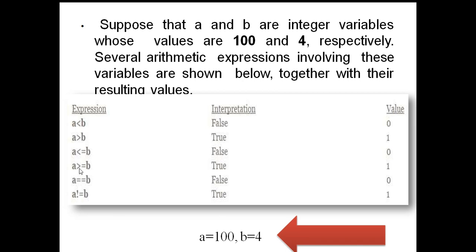100 is greater than or equal to 4 is true, and the value will be 1. 100 is equal to 4 is false and the value is 0, and 100 is not equal to 4 is true, so the value will become 1. So in place of A, 100 will be substituted, and in place of B, 4 will be substituted. By that we will get the values corresponding to these expressions after correctly interpreting them.